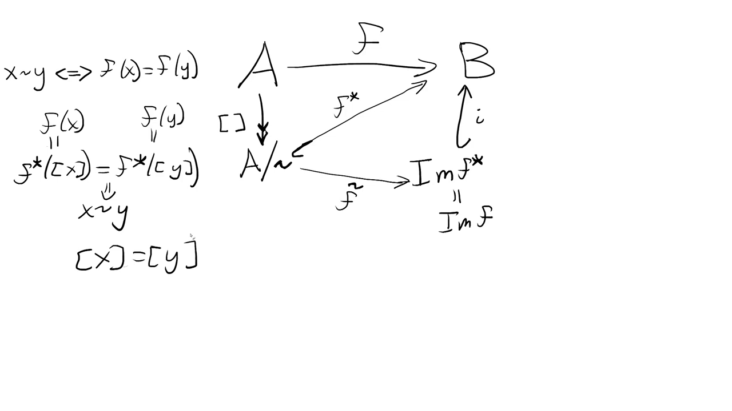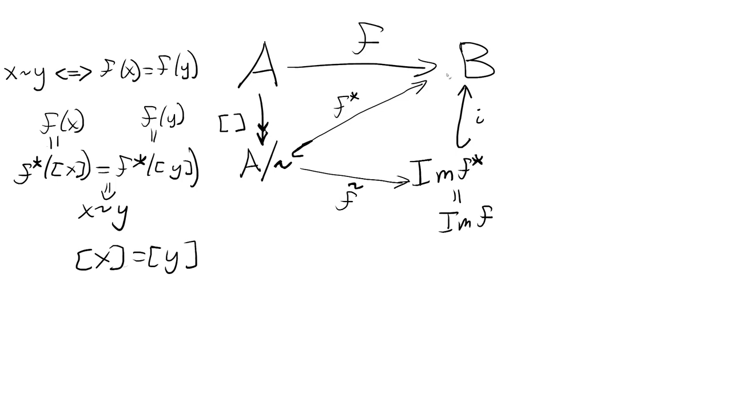Sorry, I'm not following. No. F star is always injective, regardless of f. It's the square brackets operation that takes an element to its equivalence class. That part is surjective. Yeah, f star is always injective. I have the proof here on the slide.